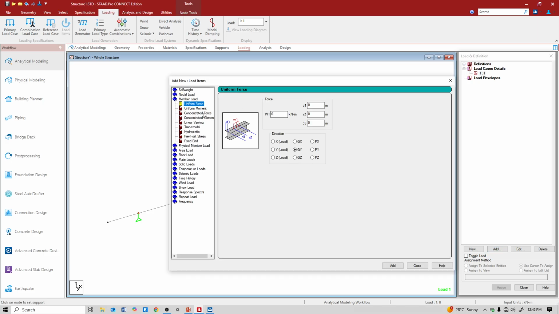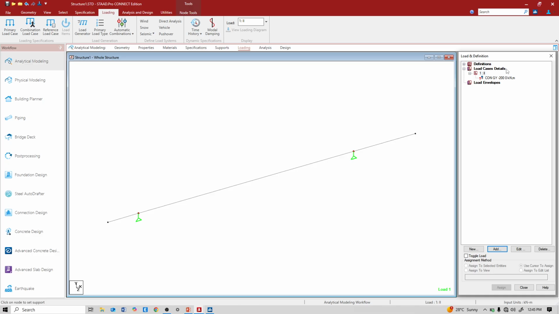Member load, concentrated force 200, and this is downward, that means minus, at 0 meter distance for that beam. So assign, select this, assign to selected beam. Assign. Yes.